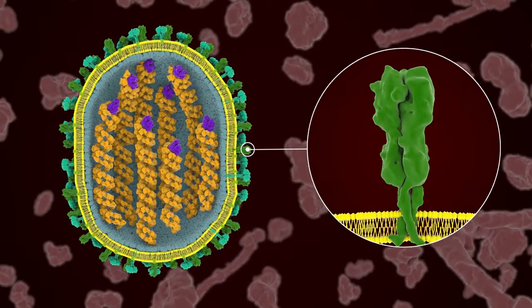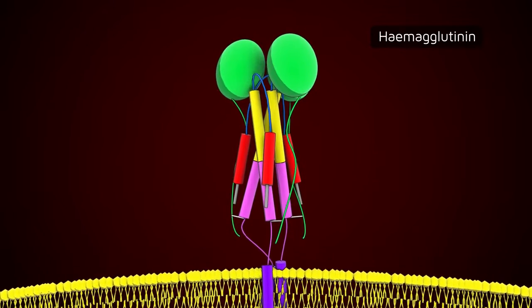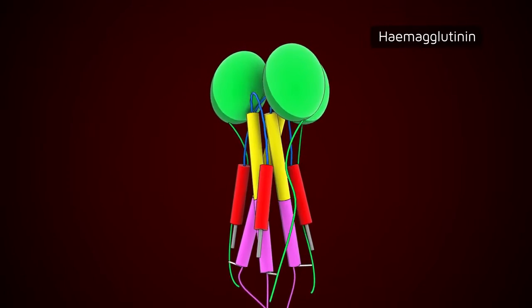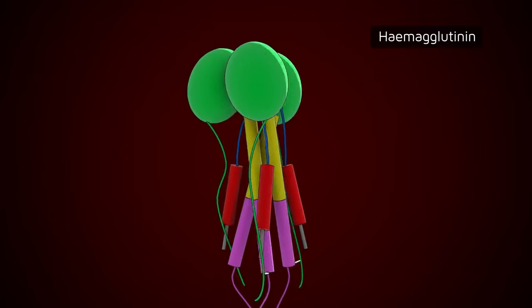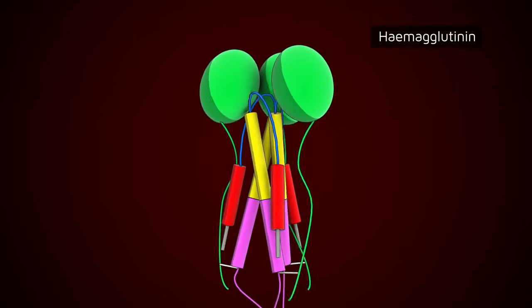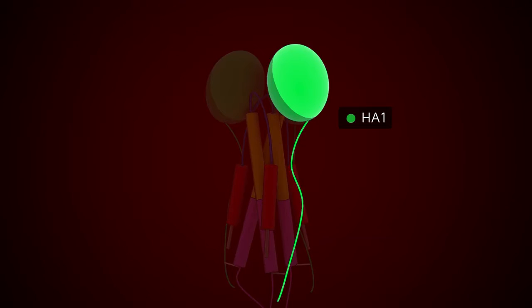Hemagglutinin is an envelope protein located on the surface of this virus. It plays an essential role in viral entry. It is organized in trimeric spike, each spike comprising 2 subunits called HA1 and HA2, connected by a disulfide bridge. HA1 has a globular domain which interacts with the cellular receptor.